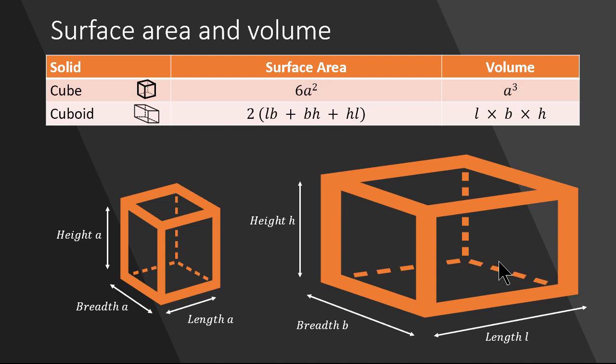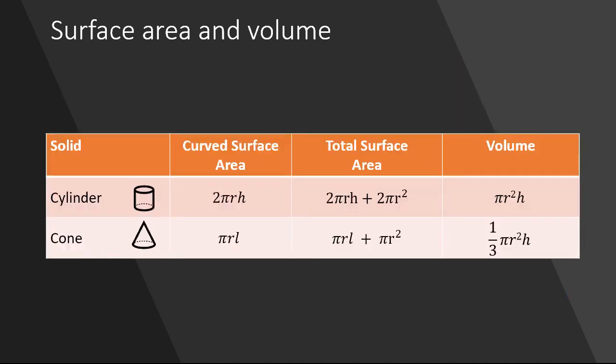Now let's look at the next 2 solids, cylinder and cone. What is the formula for cylinder? Cylinder has curved surface area because it has a curved surface, and it has a total surface area, which is curved surface plus the top and the bottom. Cone has curved surface area, which is the curved part, and it has a base. So the total surface area will be curved surface area plus the bottom. And both have a volume formula.